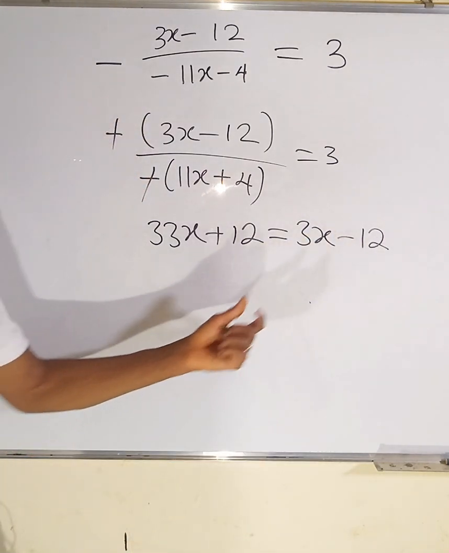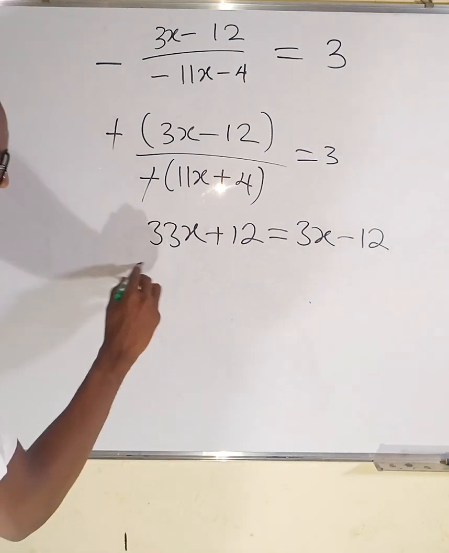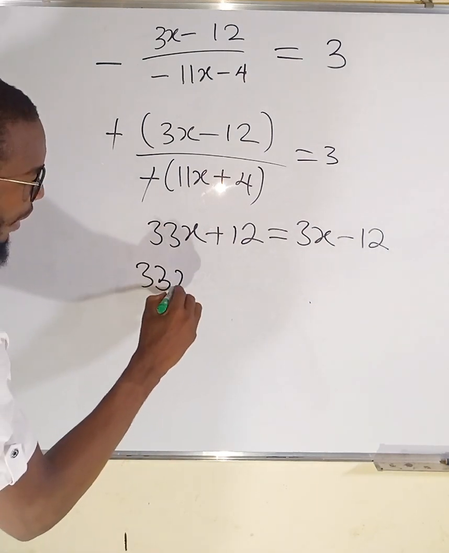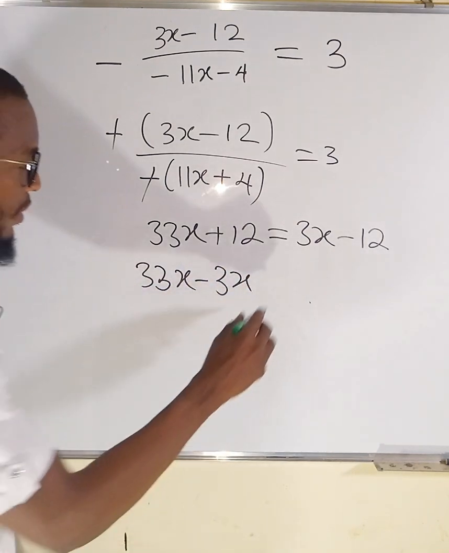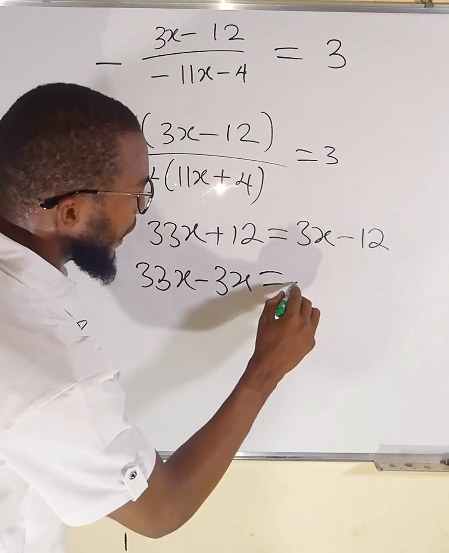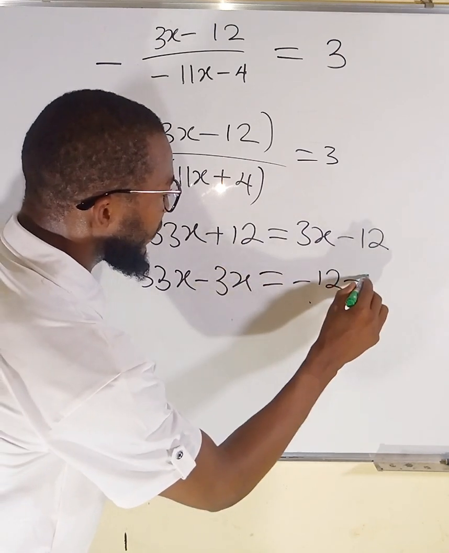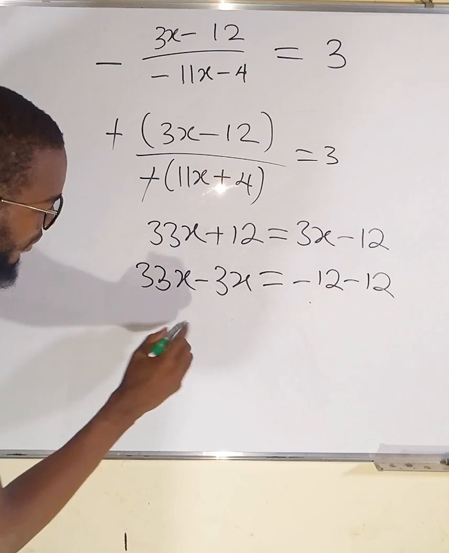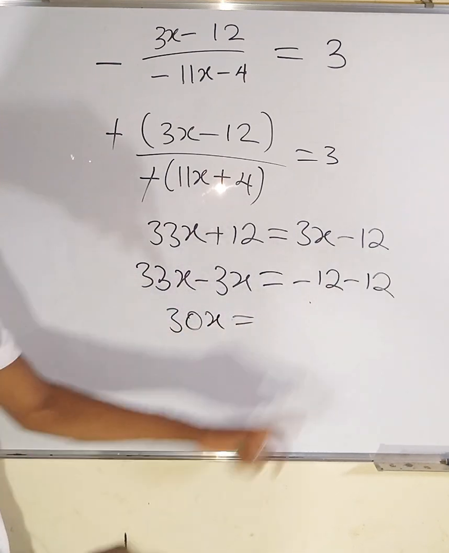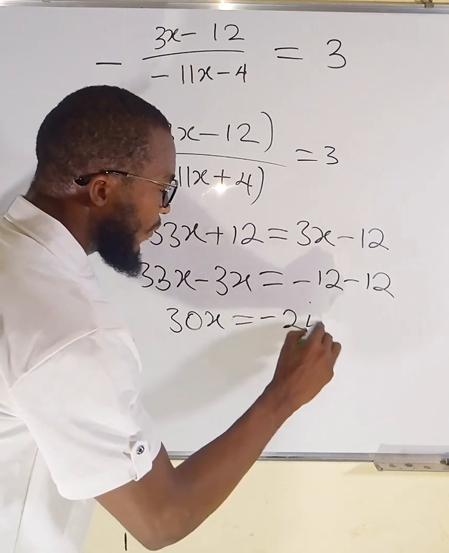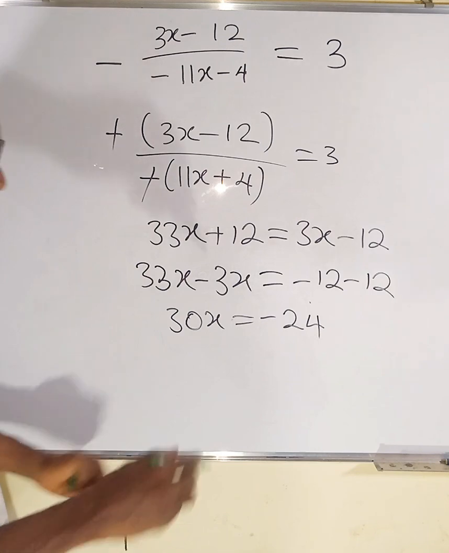Let us bring those that contain variables to the left. We have 33x, then minus 3x as 3x crosses over. And this is equal to negative 12, then negative 12. So this minus this will give us 30x, and this is equal to negative 24. Finally, to find the value of x, we divide both sides by 30.